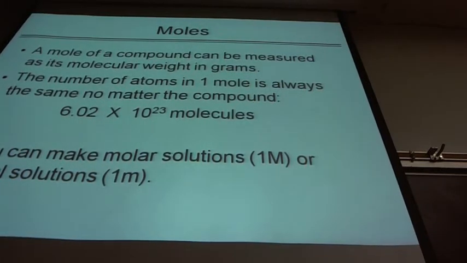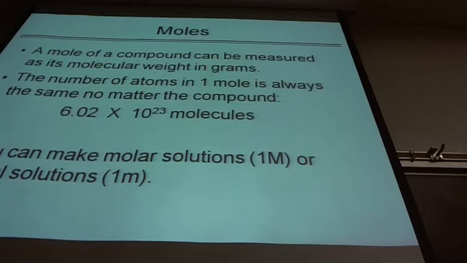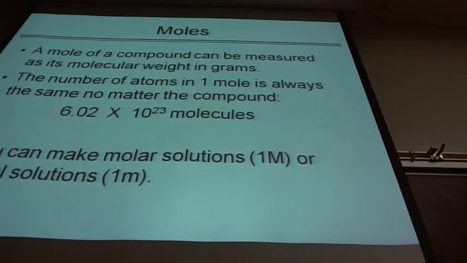You can make molar solutions, 1 molar or mole out. Now let me tell you the difference. If you take a beaker and you put 58.5 grams of salt in there, that's 1 mole of sodium, 1 mole of chloride. And you take that beaker and it's got a line of 1 liter. And you fill it so it comes right up to the 1 liter.